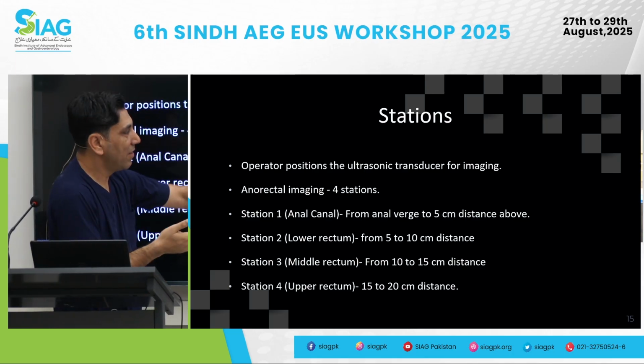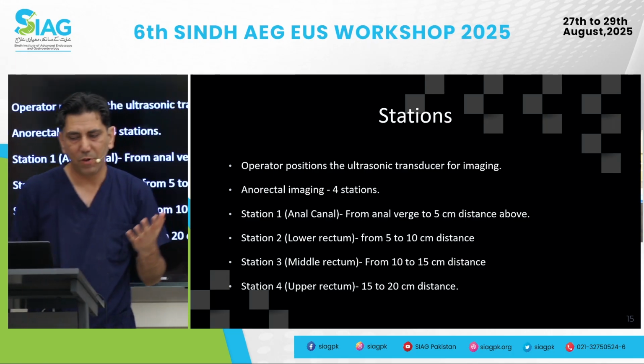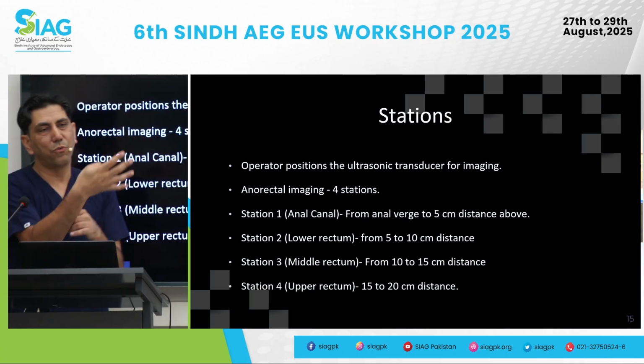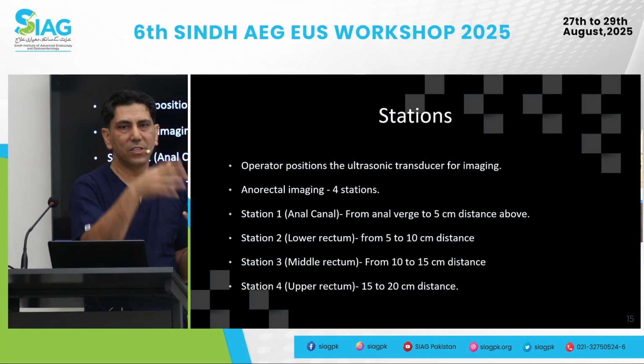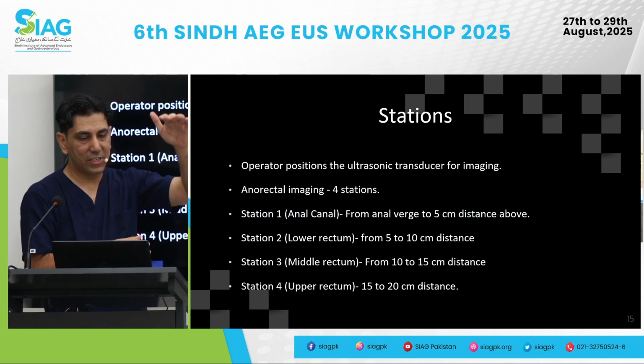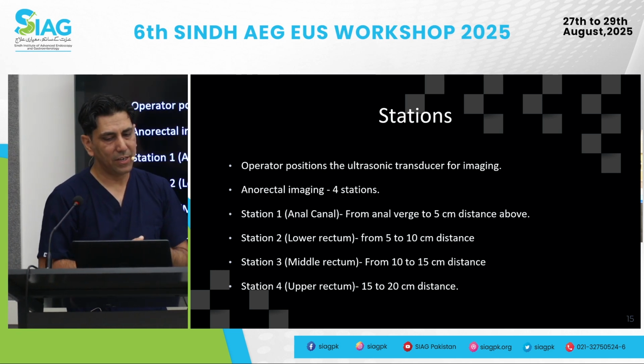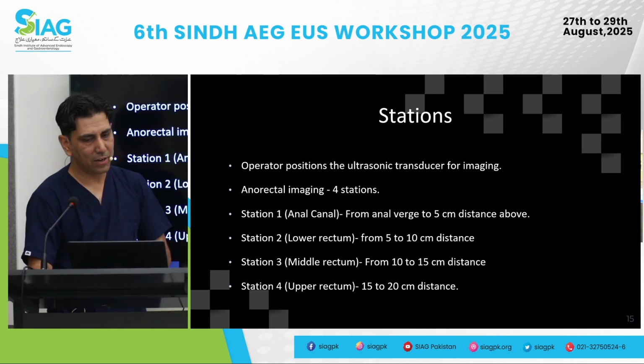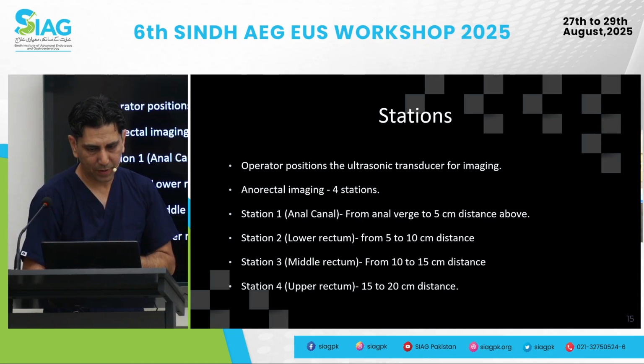So you can essentially say 1, 2, 3, 4, or 1, 2, 3, 4, whatever way you want to do it. But you can actually divide it into the 4 stages or stations. For rectum 3 and for anus 1. And then starting from the 30 centimeter and then coming back to the anal canal up to the 5 centimeter.